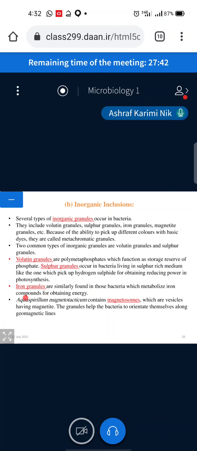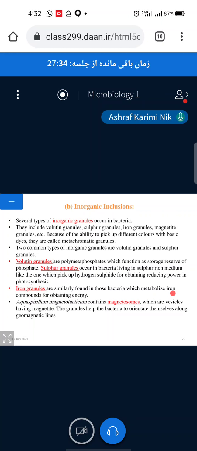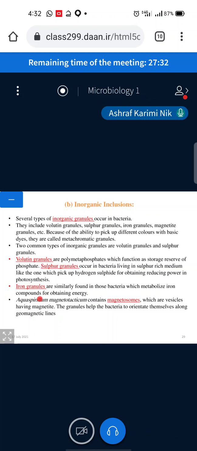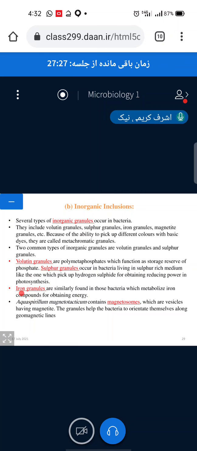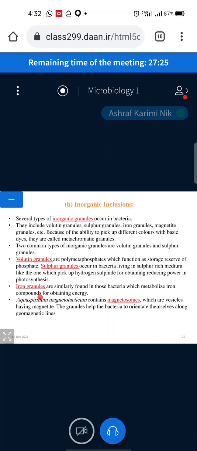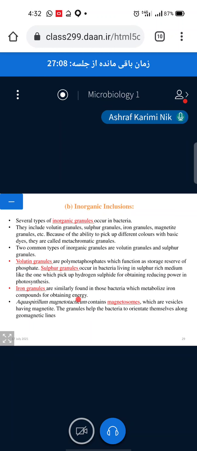Iron granules are similarly found in those bacteria which metabolize iron compounds for obtaining energy, for example iron oxidizing bacteria, like Caulobacter, Gallionella, Siderocapsa.